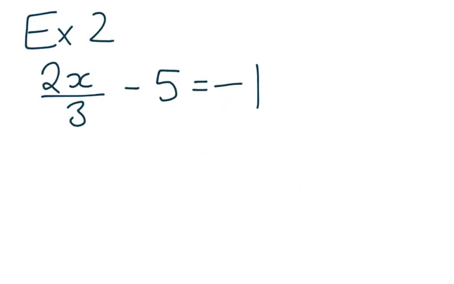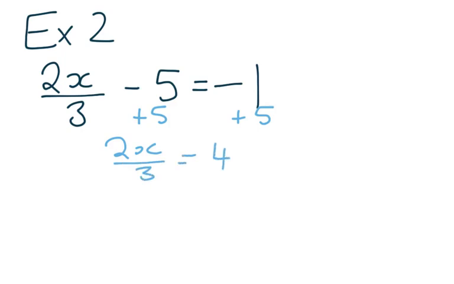Okay, so our second example is still the same as the first one. There's just an extra step. So we read it as 2 times a number divided by 3, take away 5 gives us -1. So the last thing I said before the equal sign was take 5. So that means the first thing we do is plus 5 to each side. So we have 2x over 3 equals 4.